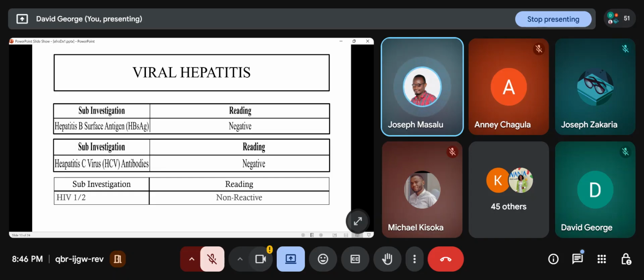Yeah, so the hepatitis. It's important to screen for hepatitis in everyone that you think has a chronic liver disease or hepatocellular carcinoma, because hepatitis B and C are both risk factors for this disease.